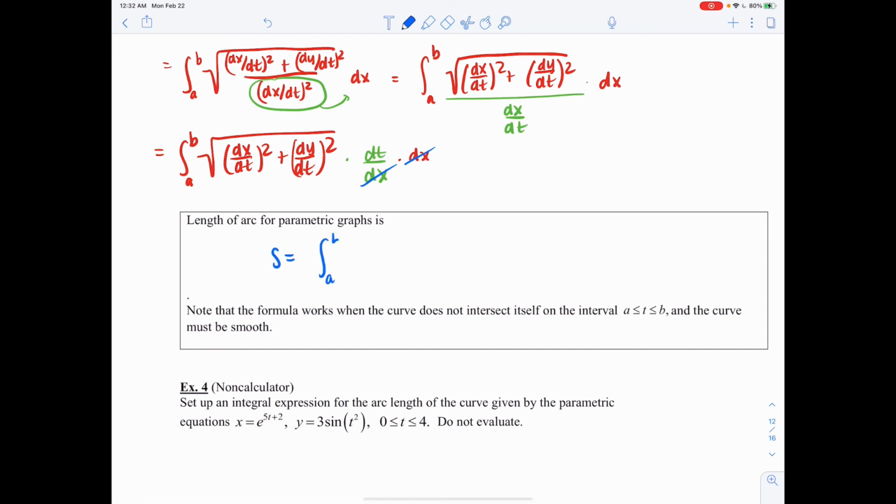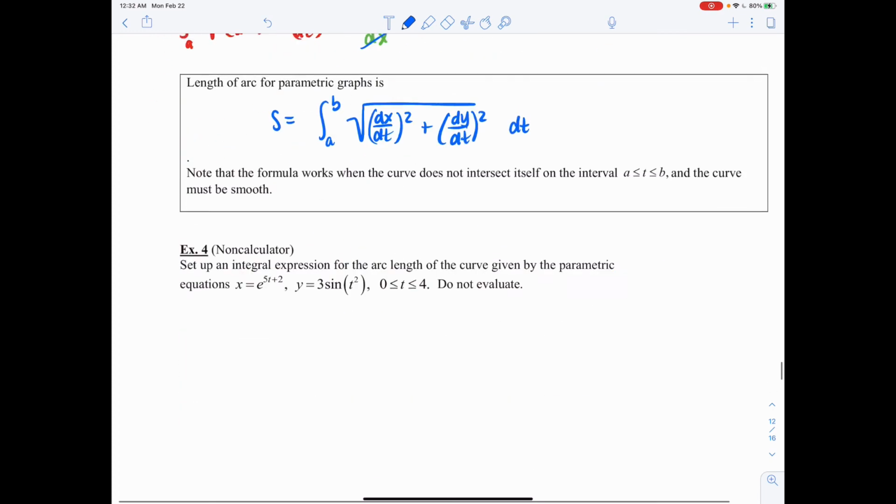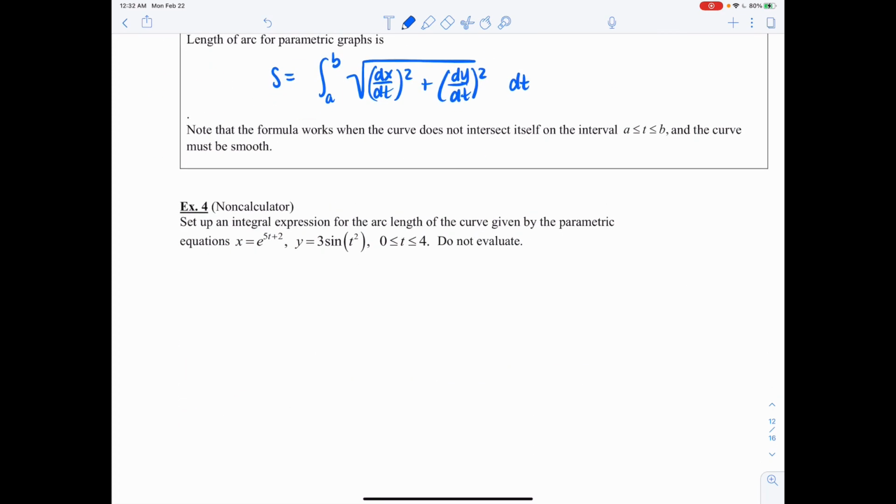We're going to go integral from a to b. We're going to take the square root of dx dt squared and dy dt squared, and take it with respect to t. Now, I would prefer you not derive this every single time. I do think it is better to just go ahead and memorize it. So let's do one and call it a day. Here you have a function of x, function for y, and bounds. It says set it up, do not evaluate. Make sure you read those instructions.